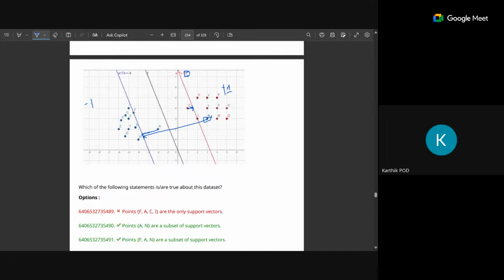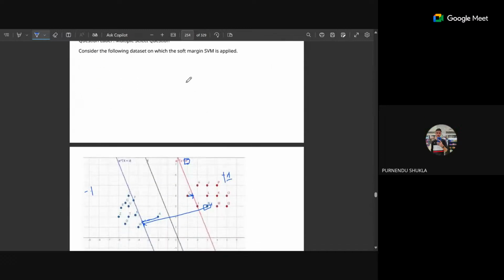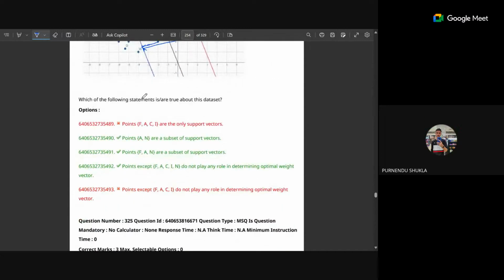They are teasing us, is it? Okay, but I don't know why. Can you go up? What is the question stating? It simply says this is the diagram and which of the following statements is true about this data set.